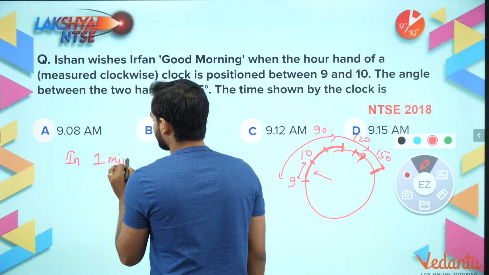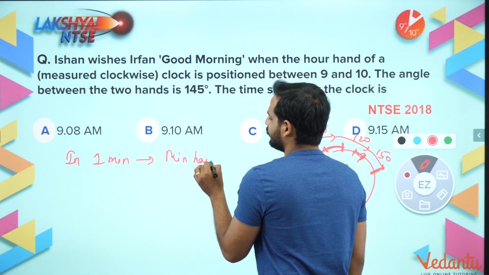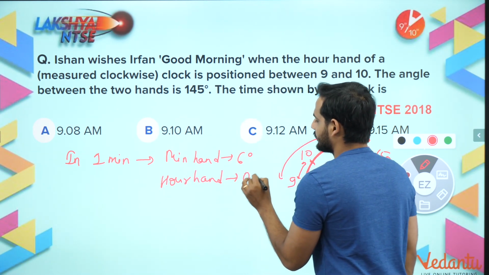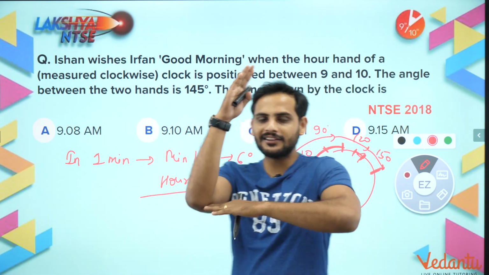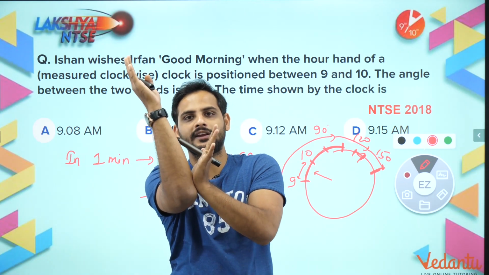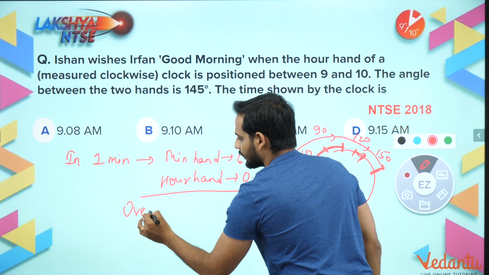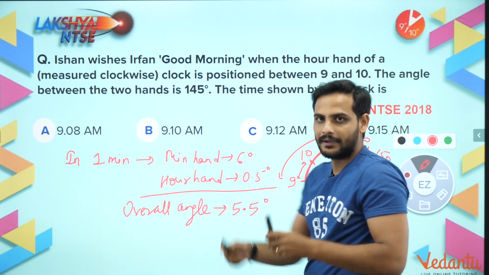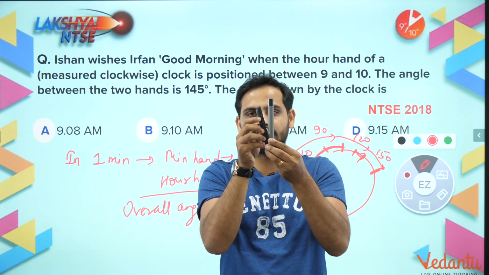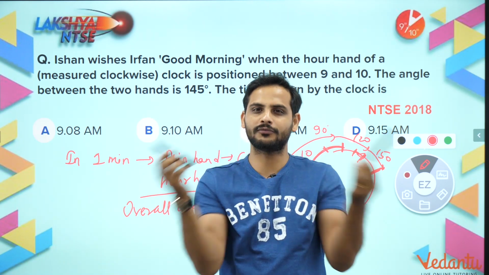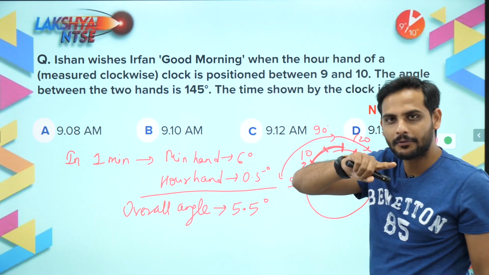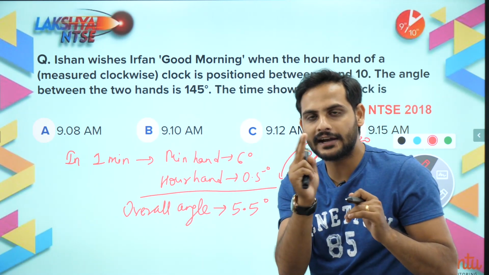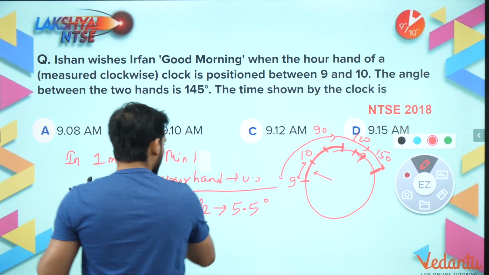In 1 minute, the minute hand moves 6 degrees and the hour hand moves half a degree, which I can say is 0.5 degree. So see, the minute hand is moving 6 degrees, the hour hand is moving 0.5 degree, so the overall angle moved between these two is 6 minus 0.5, which is 5.5 degrees. Suppose they are together here; when the minute hand moves 6 degrees, the hour hand also moves half a degree. So the overall angle between them is 5.5 degrees. Correct? So I know that when the clock moves 1 minute, the overall angle between the minute hand and hour hand changes by 5.5 degrees. Okay, so now understand here.